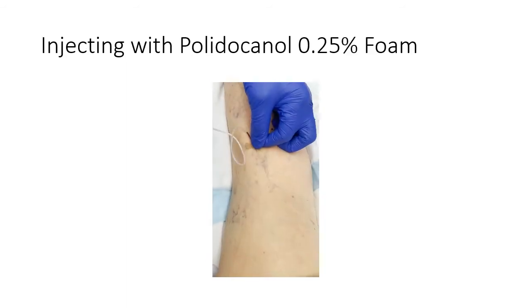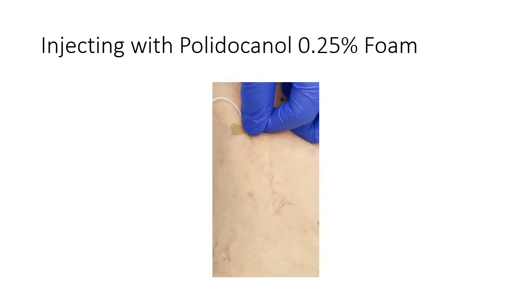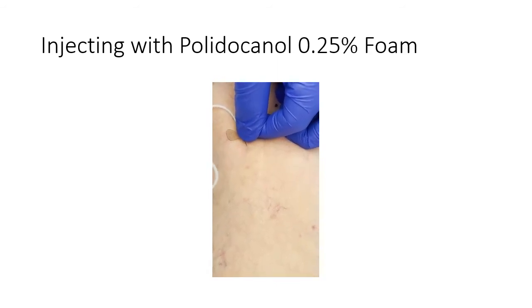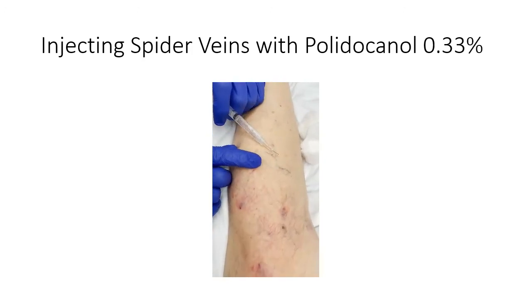Now, I've injected this little reticular vein. You can see it going out into the spiders now. This is 0.25 foam. Foam at 0.25 works well for small veins. Okay. Now we're going to do sclerotherapy to some of the smaller vessels.